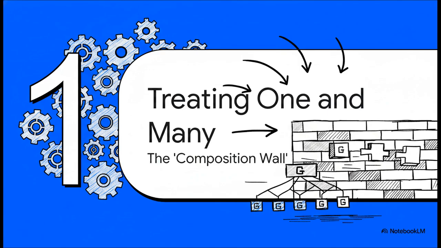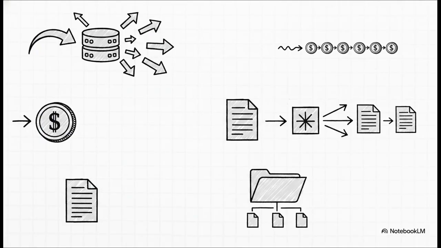Okay, let's start with a problem that I guarantee every single developer hits at some point. The source material calls it the composition wall. And this isn't some high-level academic idea. It's a very real, very practical roadblock you'll find in almost any system you work on. I mean, look at these examples. They're everywhere, right? Your service needs to handle one request, but what about a batch of them? Your payment system processes a single transaction, but what about a whole chain?